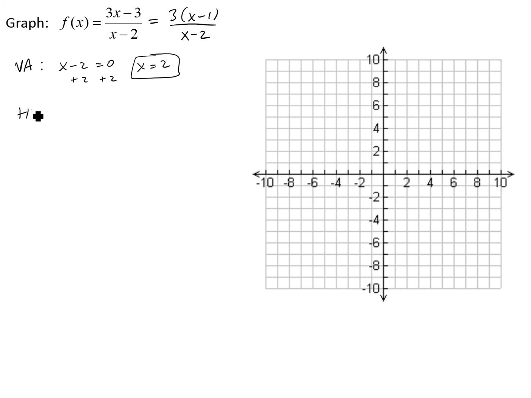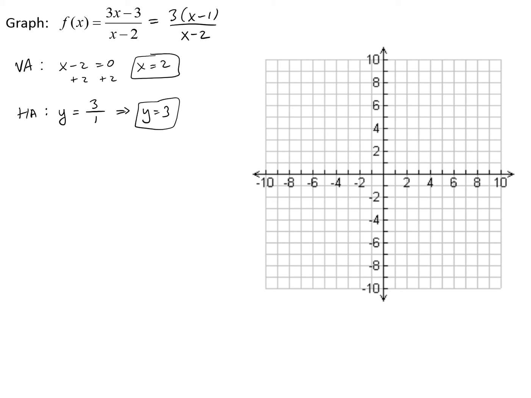The horizontal asymptote, we look at the degrees of the top and bottom. The degree of the top is 1, the degree of the bottom is 1. Since the degrees are equal, the horizontal asymptote is the line y equals the leading coefficient of the top, which is 3, over the leading coefficient of the bottom, which is 1. So we have just y equals 3 for the horizontal asymptote.